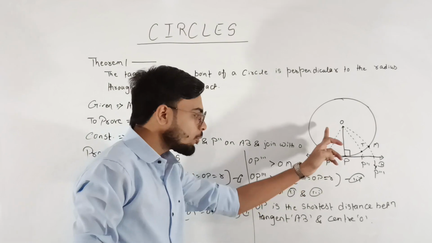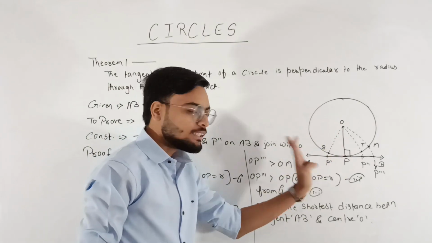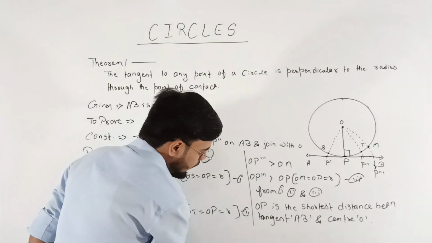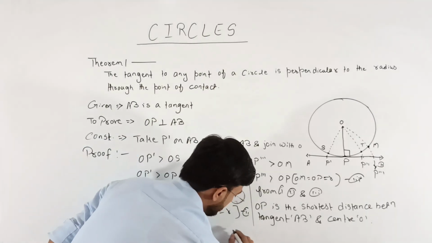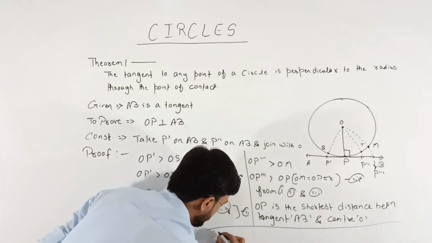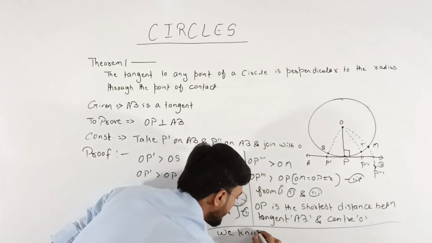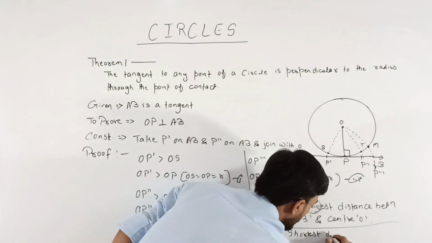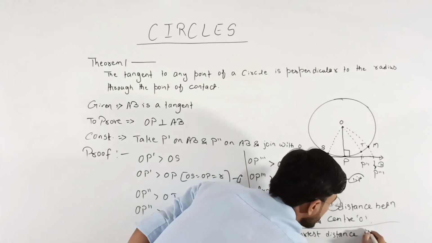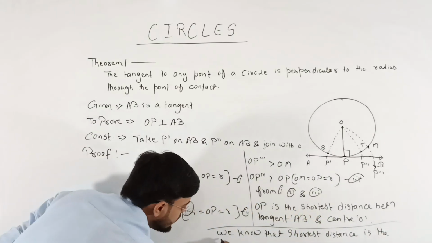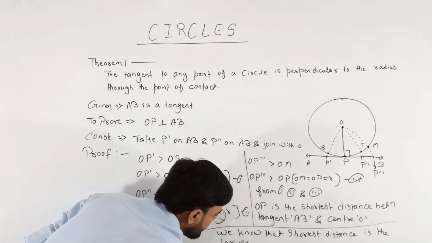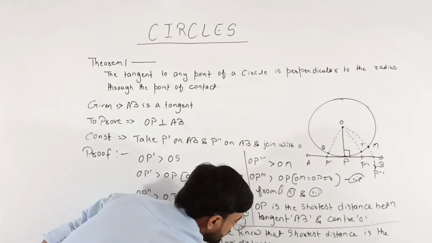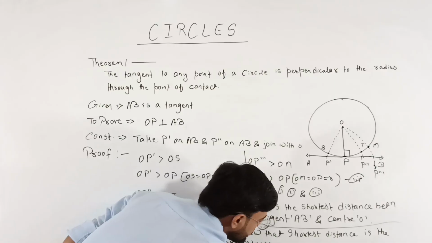From these three, we conclude that OP is the shortest distance between tangent and center, and we know that shortest distance is the perpendicular distance. So I write it here. We know that shortest distance is the perpendicular distance. Therefore, OP is perpendicular to tangent AB. Now this is proved.